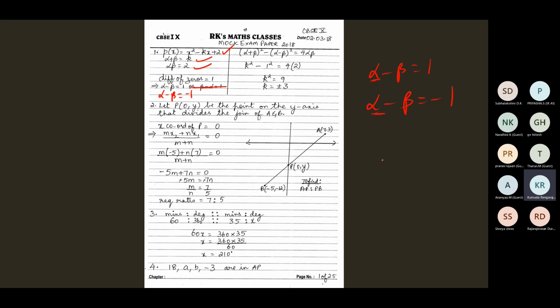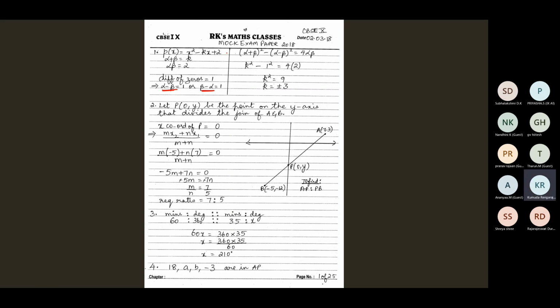When the difference is 1, maybe it's like this. Or if this is small, then the difference will be -1. You can also write it like the way I've written here. The difference is 1, so it can be alpha minus beta is 1 or beta minus alpha is 1, depending on whichever is bigger.